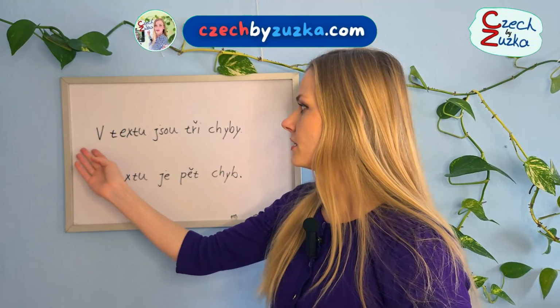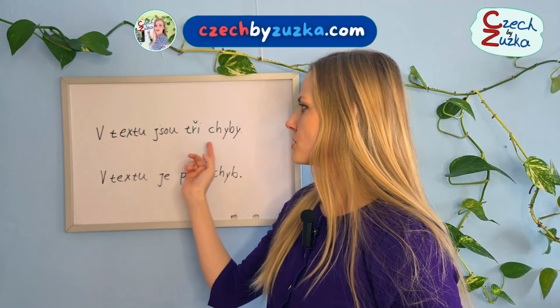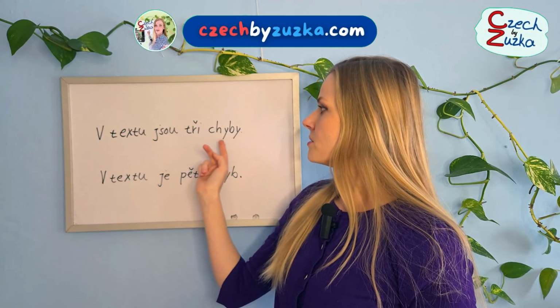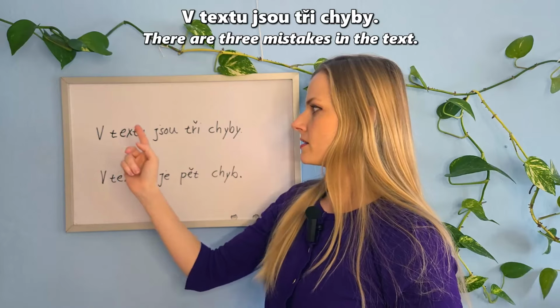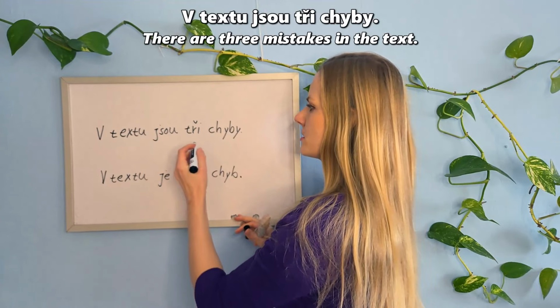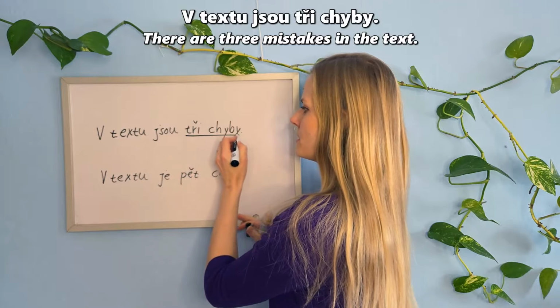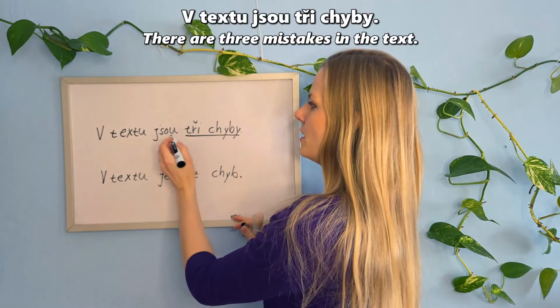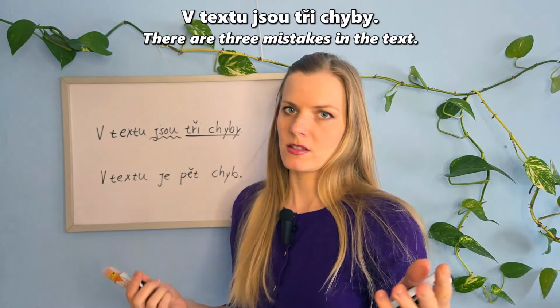Take a look at this sentence. V textu jsou 3 chyby. There are 3 mistakes in the text. Here the subject is 3 chyby, 3 mistakes. 3 mistakes are in the text. It all makes sense, right?